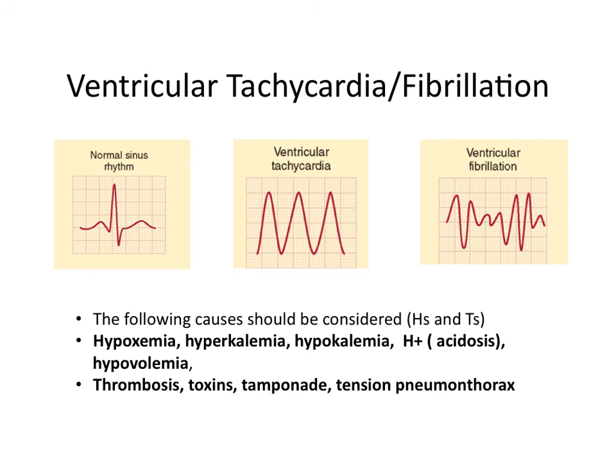The H's and T's are important considerations in trying to understand why the patient is manifesting ventricular tachycardia or ventricular fibrillation. This includes hypoxemia, hyperkalemia, hypokalemia, acidosis, or hypovolemia. Thrombosis, toxins, tamponade, and tension pneumothorax represent the T's that should be considered in trying to understand why the patient has developed ventricular tachycardia and ventricular fibrillation. These represent things that we can actually manage in trying to terminate these life-threatening rhythms.